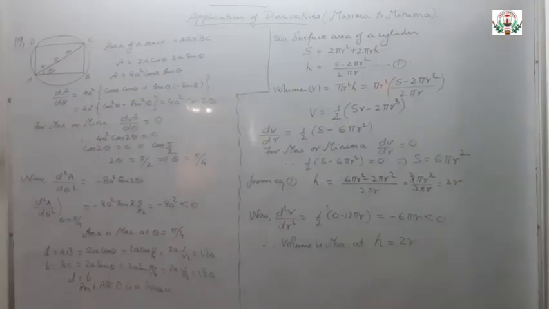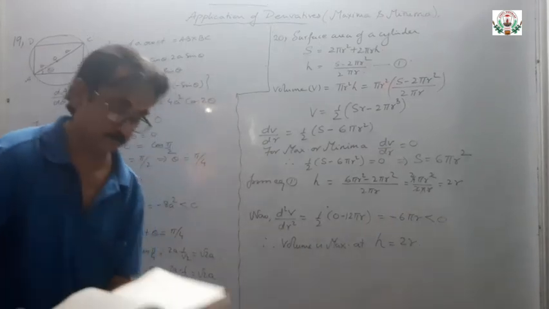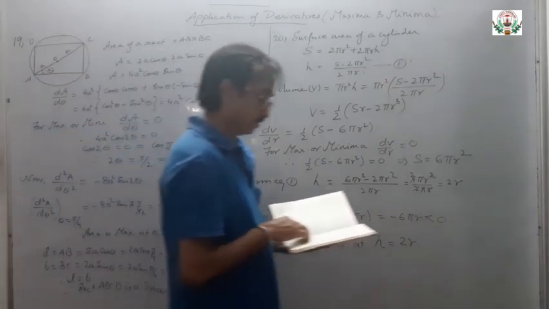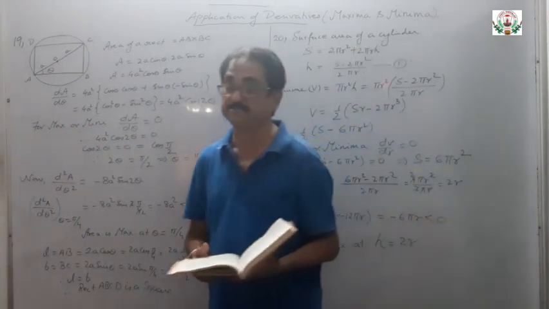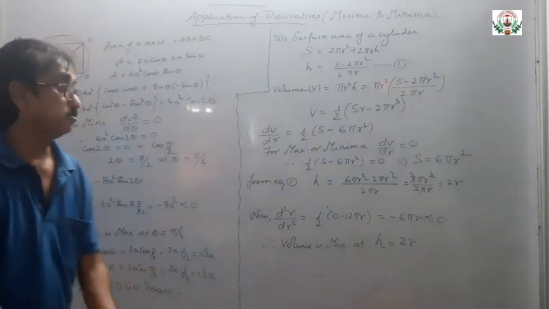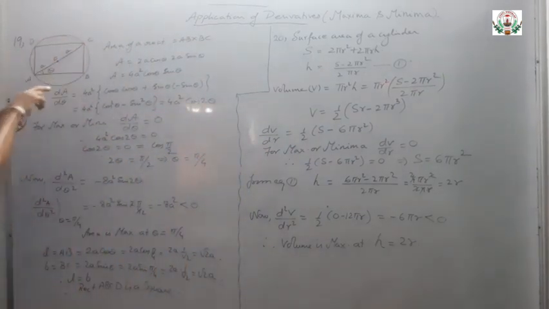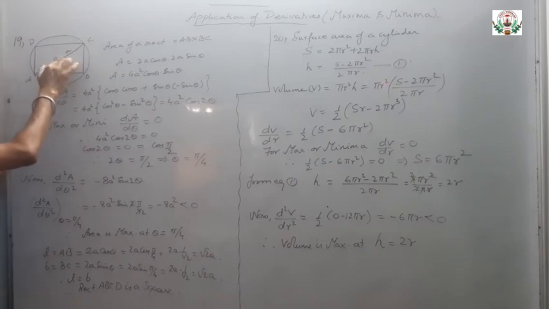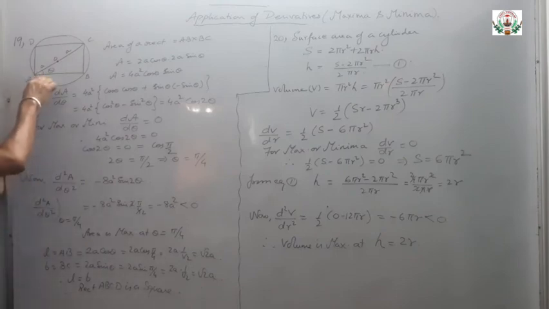Now let's come to the next question, number 19. Show that of all the rectangles inscribed in a given fixed circle, the square has the maximum area. So ABCD is a rectangle inscribed in a circle. Length AB, breadth BC, the center of the circle is O, and this is the radius a. So this complete diameter will become 2a. This is an acute angle theta.